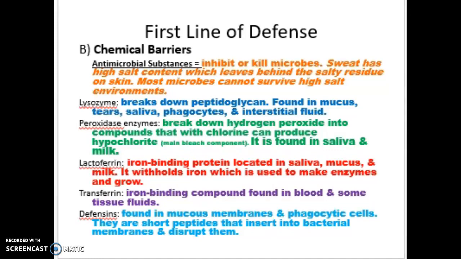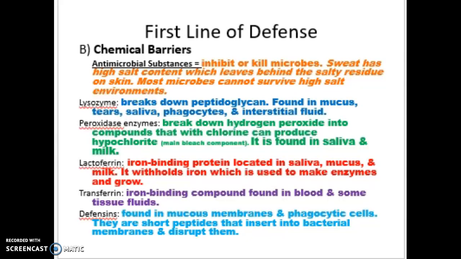Lysozyme, I think we've talked about that before, is found in your tears and saliva and mucus. It's also in your white blood cells, your phagocytes, and in the interstitial fluid, which is the fluid that exists between your cells. It's what helps break down peptidoglycan in the cell walls of bacteria.